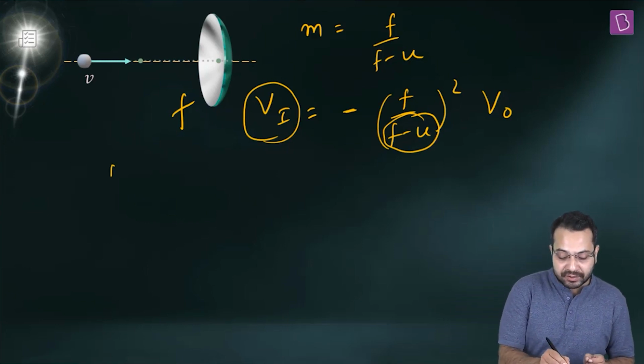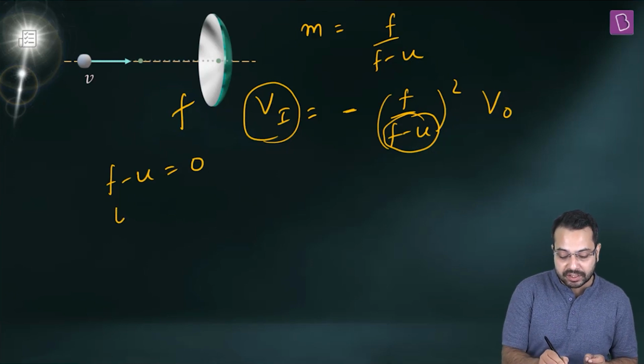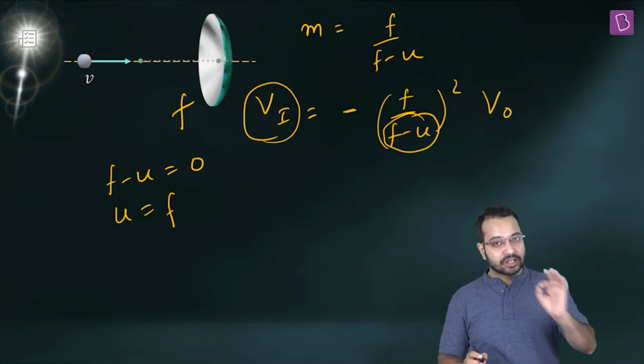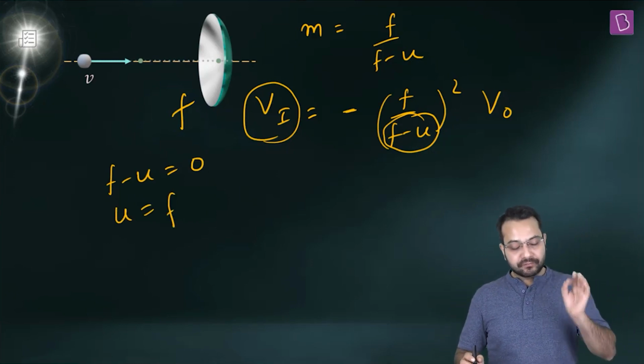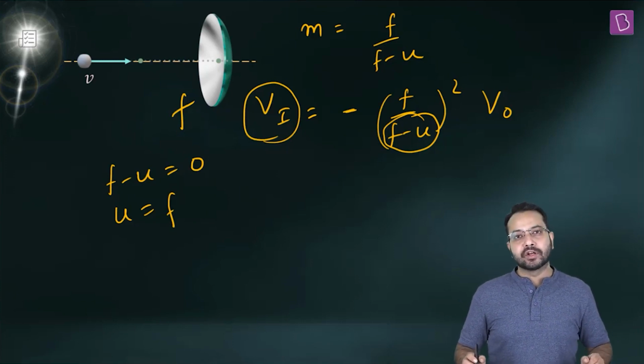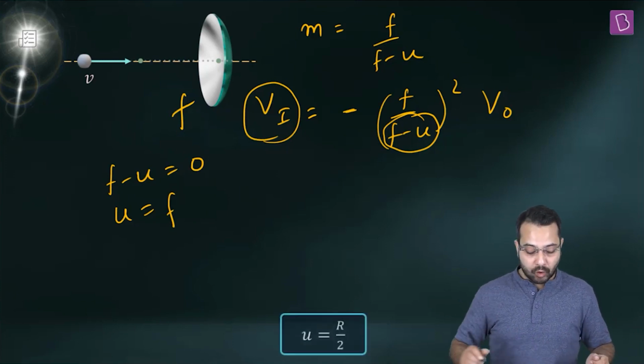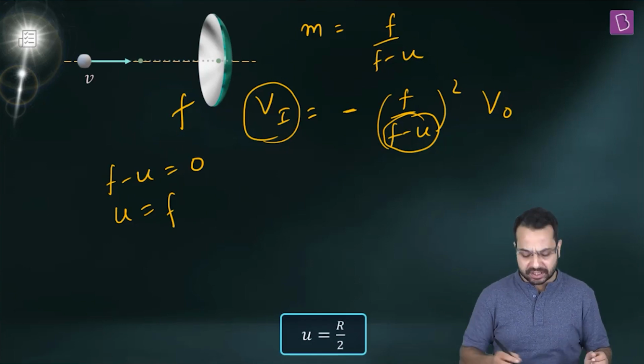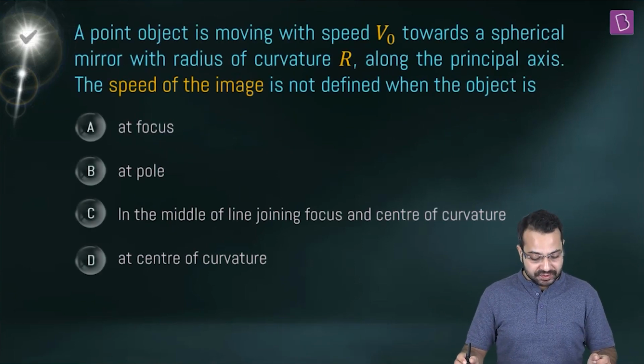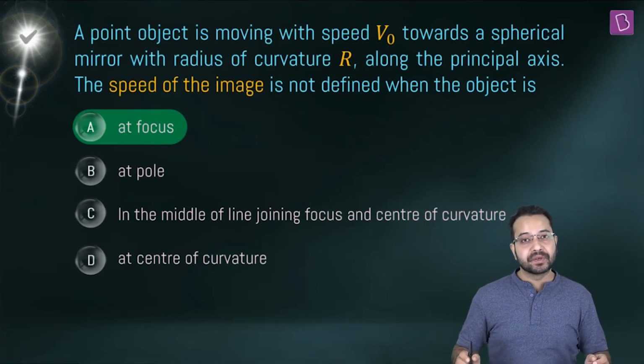Hence f minus u should be 0, which means u should be f, which means that the object has to be at the focus. At that point the velocity of image will become undefined. Okay, so u is r by 2, same as focus. Let's have a look at the options, and so option A is going to be the right option.